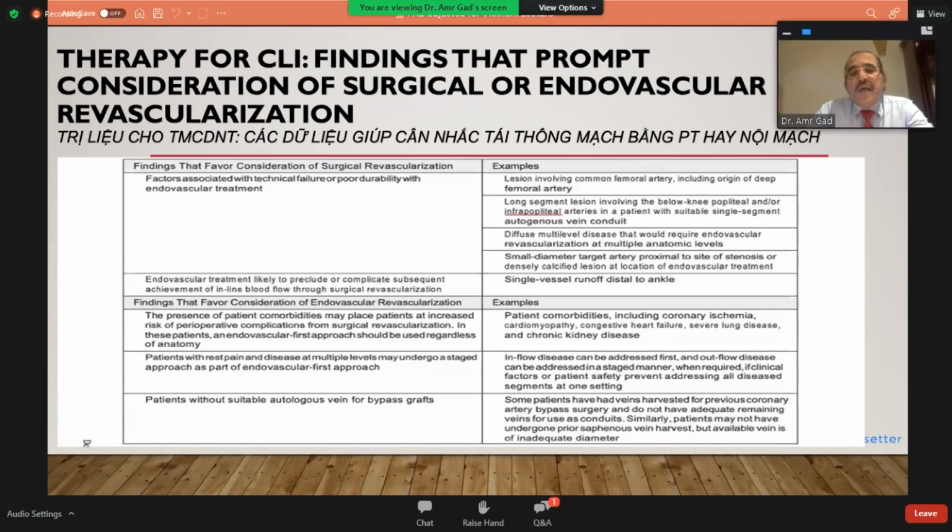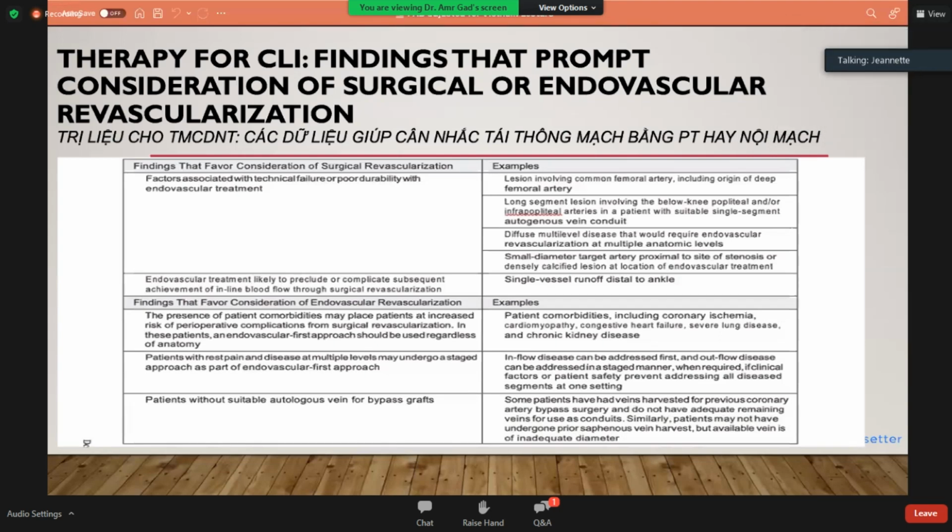This one shows us how to choose between endovascular and vascular surgery for patients. Let us see. Findings that favor consideration of surgical revascularization: if there is technical failure or poor durability of endovascular treatment, like lesions in the common femoral, we don't try to reach it. Very few people now try to revascularize by endovascular treatment, but it is safer to work on it surgically, because if any complication happens from the endovascular intervention, I'll close for the patient the superficial femoral artery and the profunda femoris, and the limb can live with the profunda femoris only. So if I close the two, it will be catastrophic.